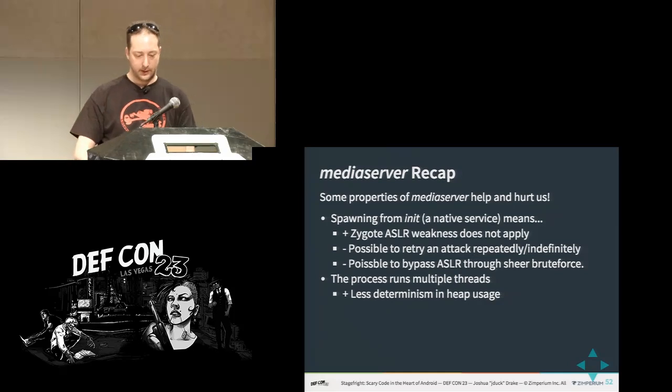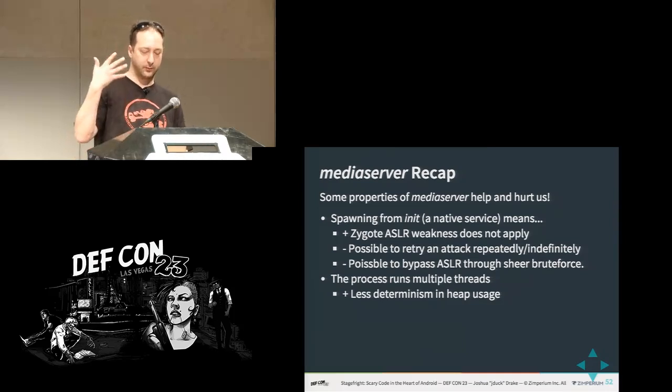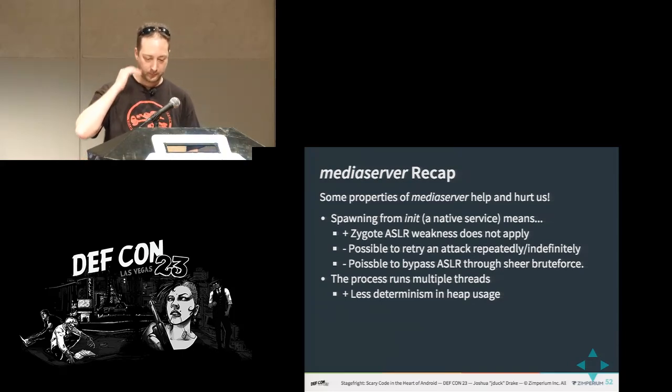So, media server recap. We talked about this before, but let's talk about it in a frame of exploitation. We have an init starting media server. That means two things. On the positive side, this weakness that's been in Android since the beginning is still there, where zygote, as apps are created, they all have the same address layout at their birth because it forks, but it does not exec. Now, media server does fork and exec, so every time it crashes, the address space will be completely randomized again. And this only applies to newer devices, 4.0 and later, that have ASLR at all.